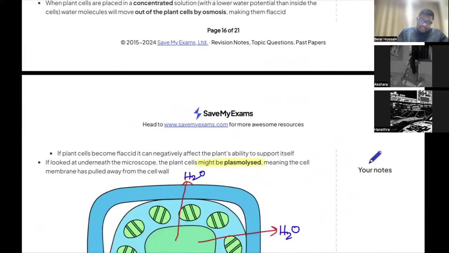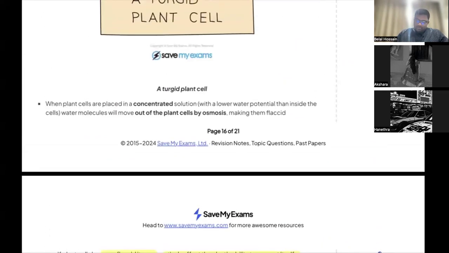So plasmolized can also be called flaccid. Remember that if the plant cells become flaccid, they can negatively affect the plant's ability to support itself, meaning it will not be able to stand straight. Okay?